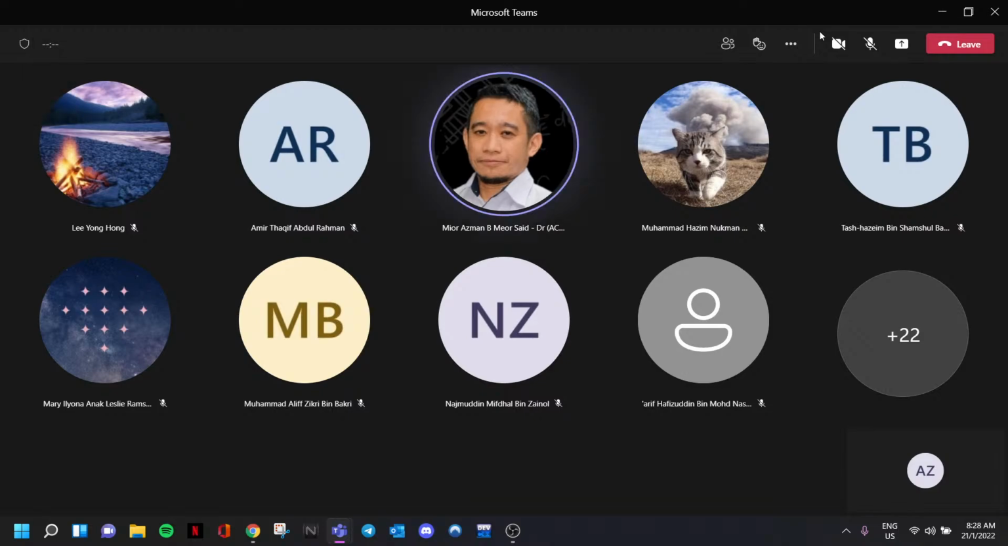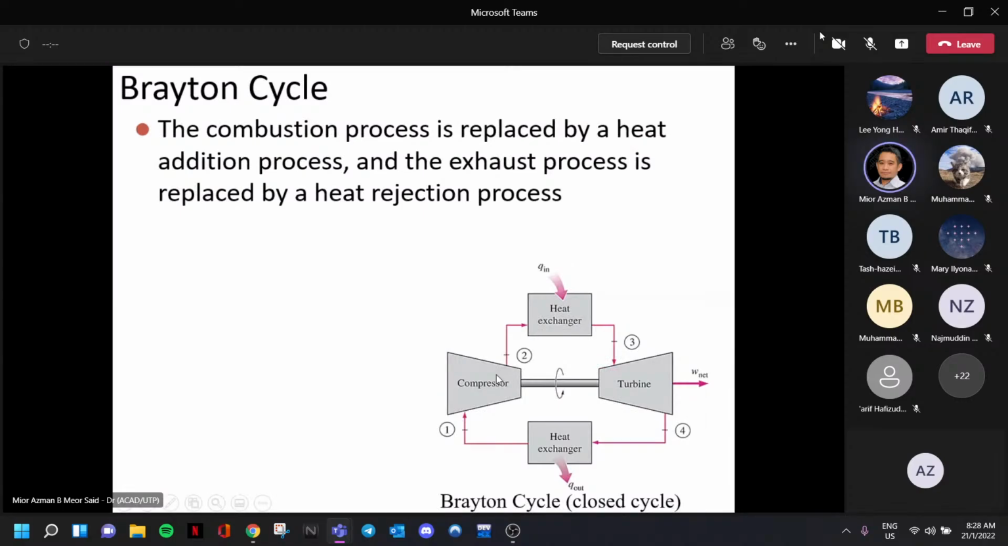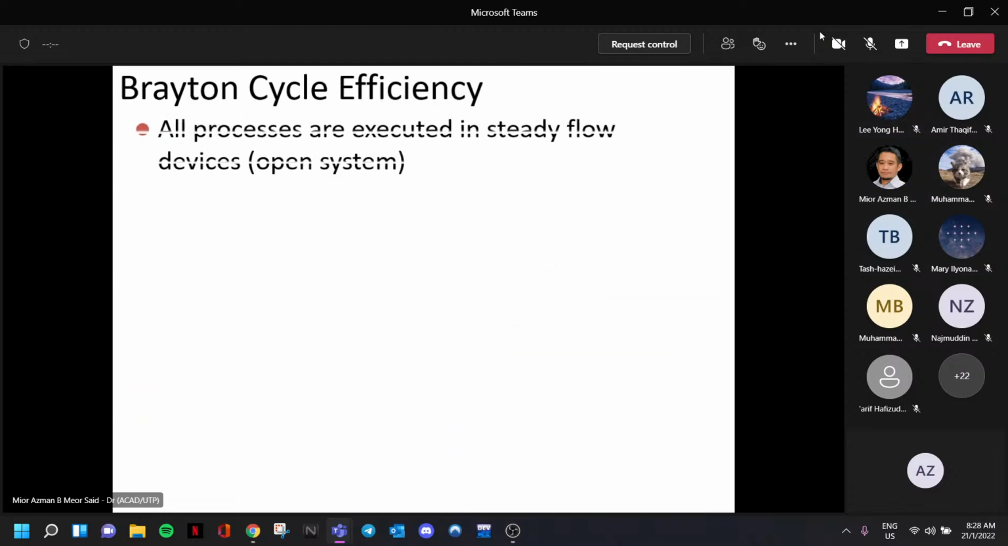Okay, so we'll continue back on our slide. So we'll introduce this process for the Brayton cycle. And now we're going to take a look at the parameters of this Brayton cycle: the net work output, the thermal efficiency, and all the formulas that are attached to this Brayton cycle.